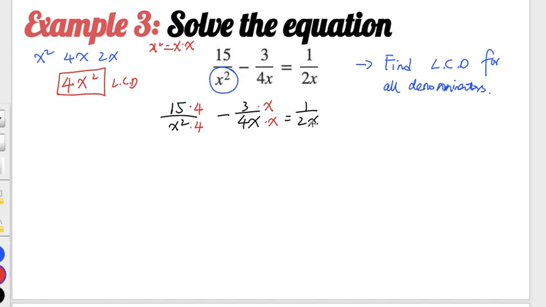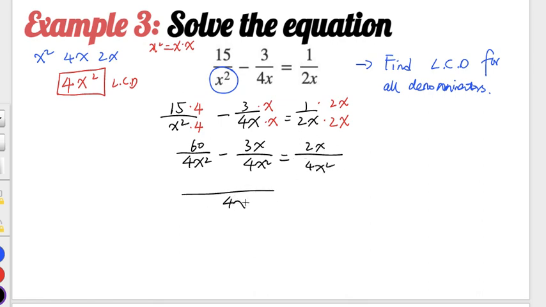2x, what times 2x gives us 4x squared? 2 times 2 is 4, and x times x gives us x squared. But do not forget, whatever you multiply on the bottom, we do the same thing on the top. Now, let's write down everything. So it's 4x squared. 15 times 4 is 60, minus 3x over this. And lastly, we just write down everything.